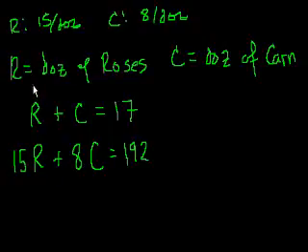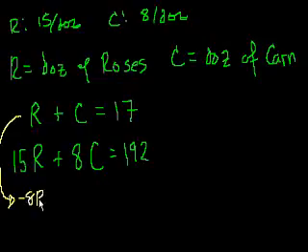We want to solve for the number of roses. That was the question. So let's try to cancel out the number of carnations. If we multiply this top equation by -8, we'll get a -8c. That'll cancel out with that. So let's multiply that top equation by -8. You get -8r minus 8c.